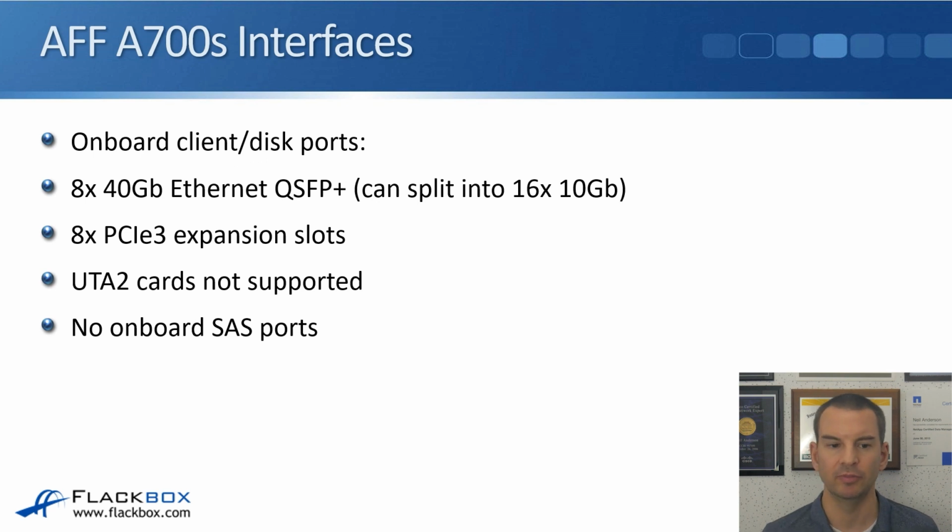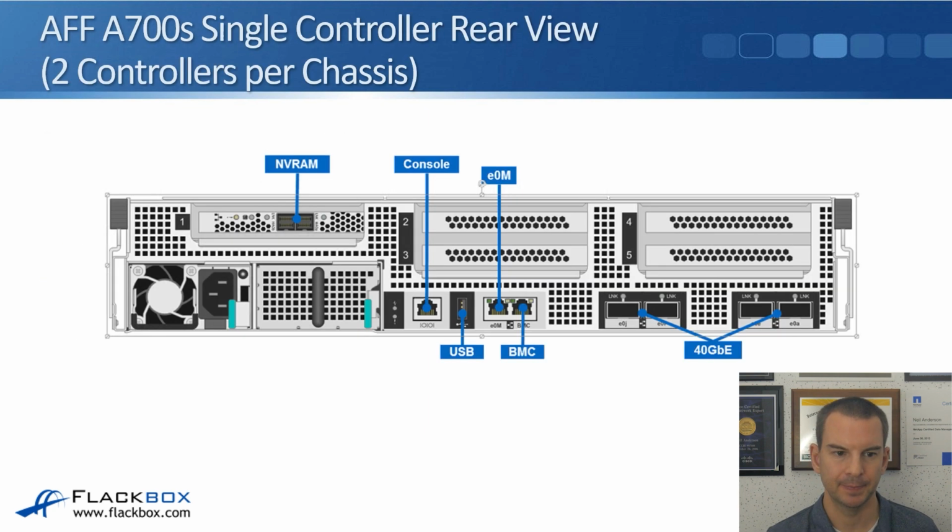The interfaces on the A700S, it has got 8 times 40 gigabit Ethernet QSFP+. Those can be split into 16 times 10 gigabit Ethernet by using the correct splitter cable. It's got 8 times PCI Express expansion slots in there. UTA2 cards are not supported, and it doesn't have any onboard SAS ports, so you're going to need to buy those for connecting to external disk shelves if you want to do that.